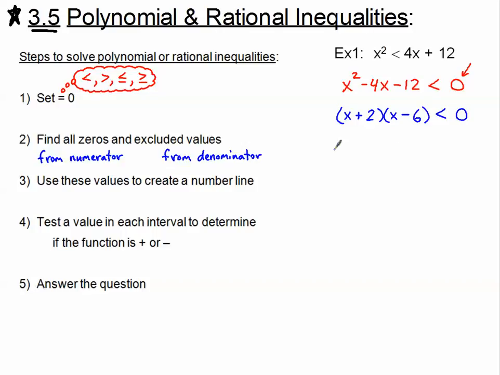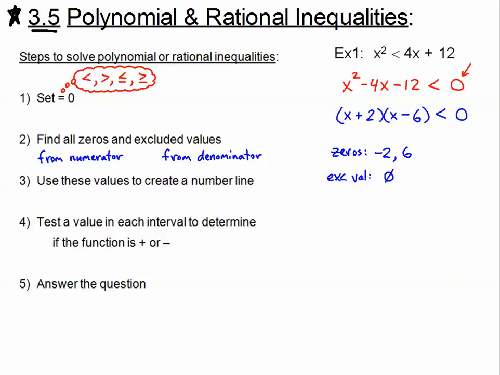So now I know that my zeros will be a negative 2 from this factor and a positive 6 from this factor. I do not have any excluded values, again, because I do not have any denominators. So these are the 2 numbers that will make this equal to 0, and it's important to find those.